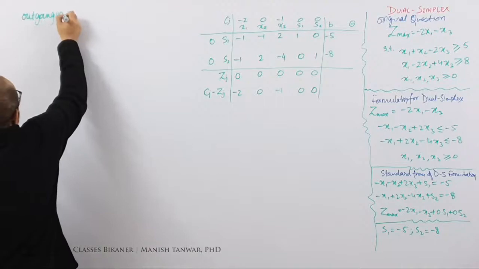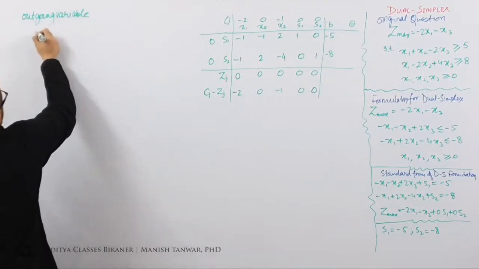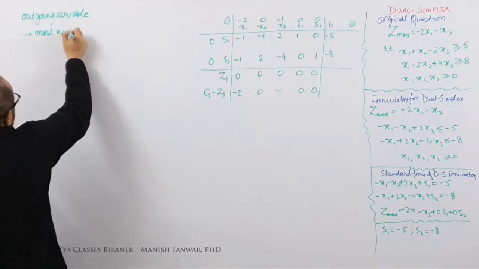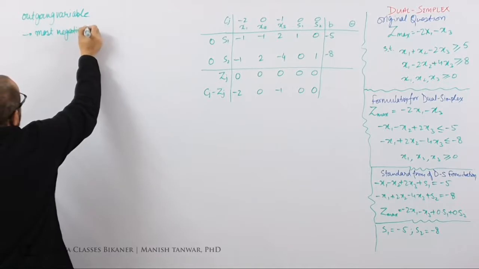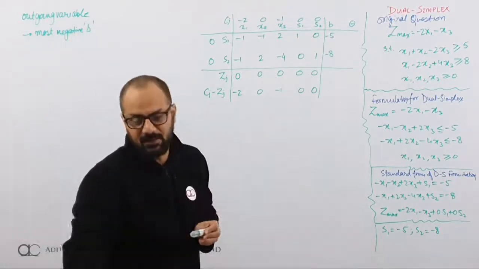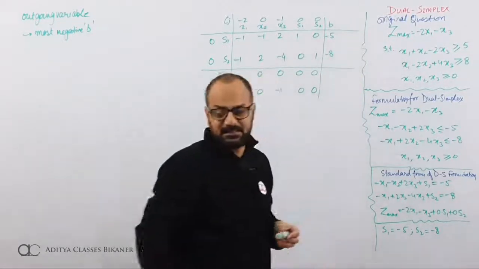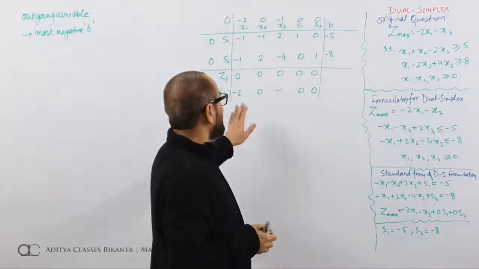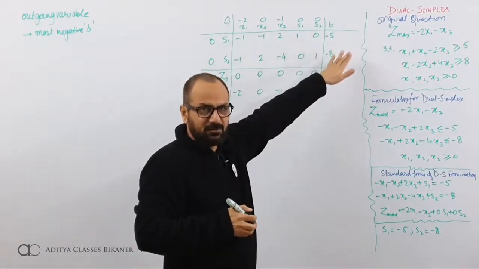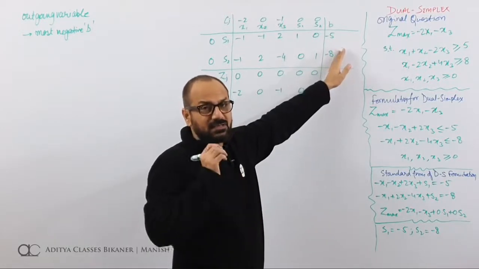First we will be deciding on the outgoing variable. How is the outgoing variable decided? Most negative B will be giving me my outgoing variable. So I will not be needing my theta value. This is the first difference: instead of first deciding the incoming variable and then using theta for the outgoing variable, we are selecting our outgoing variable directly from here. It is the most negative one.